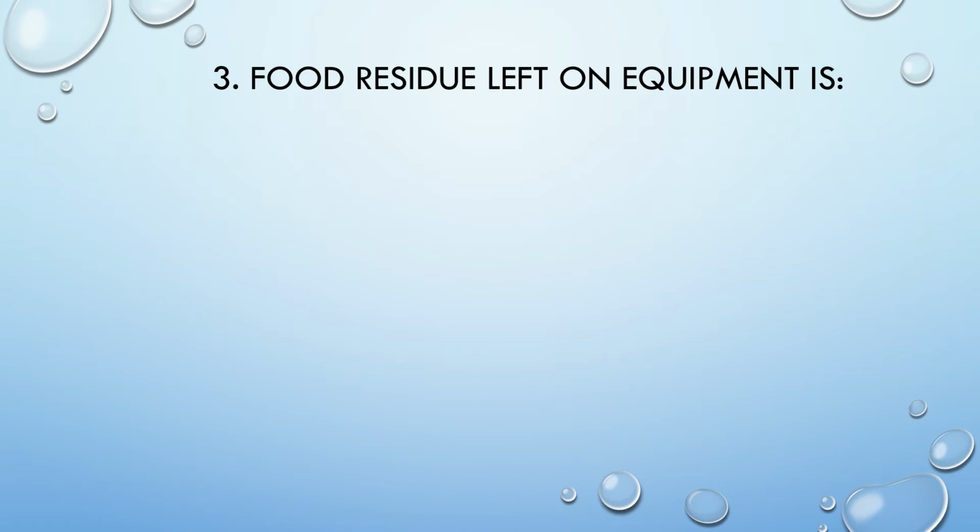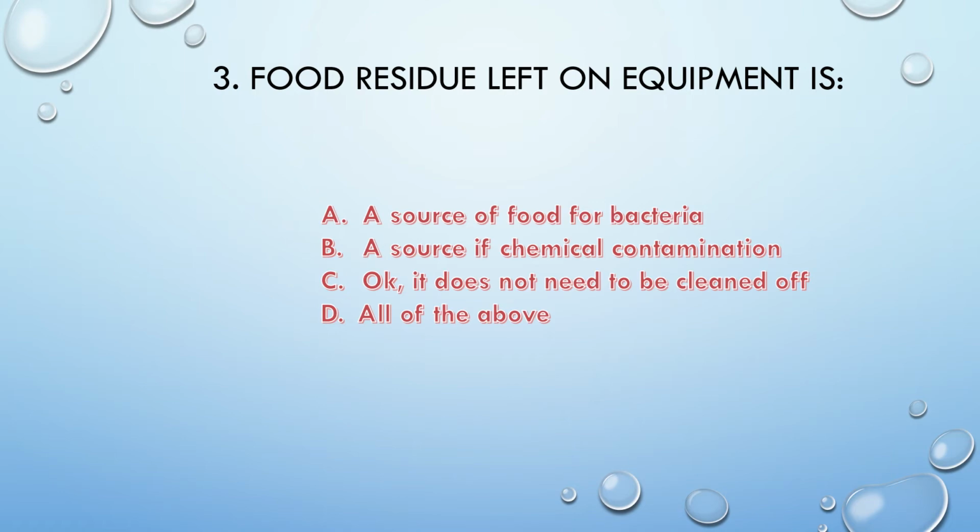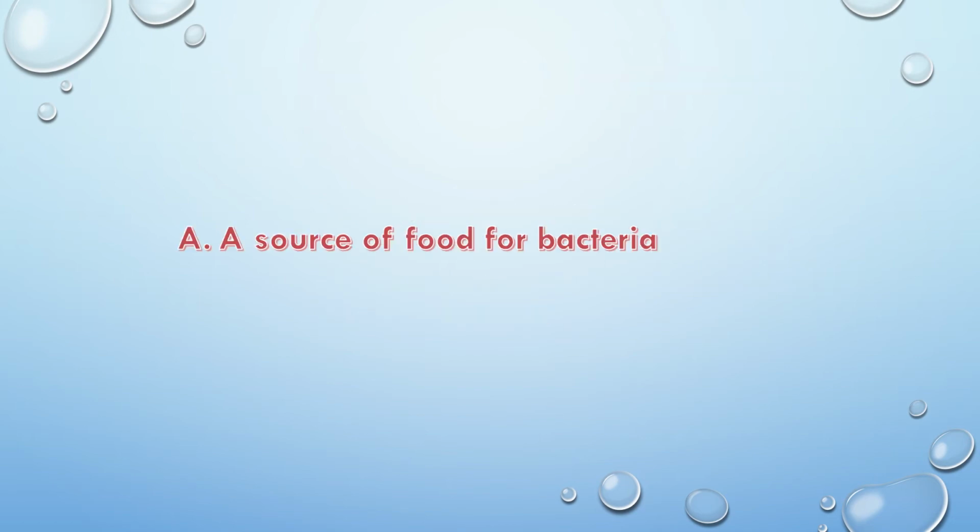Number 3, food residue left on equipment is A, a source of food for bacteria. B, a source of chemical contamination. C, okay, it does not need to be cleaned off. Or D, all of the above. A, a source of food for bacteria.